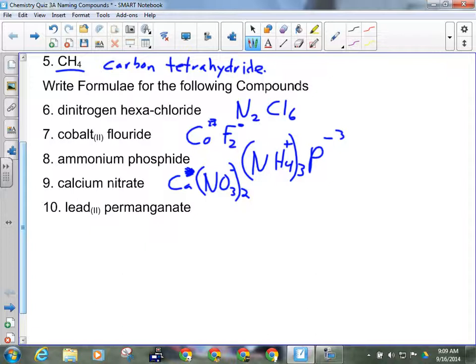All right, and last one. It basically employs every single rule possible for an ionic compound. Okay, it's got a Roman numeral, it's got a polyatomic ion, it's going to need brackets. Okay, all that kind of stuff. So lead is Pb, and it's 2+. Permanganate is KMnO4, and it is -1. So when I drop and swap, I need brackets here and a 2 there.